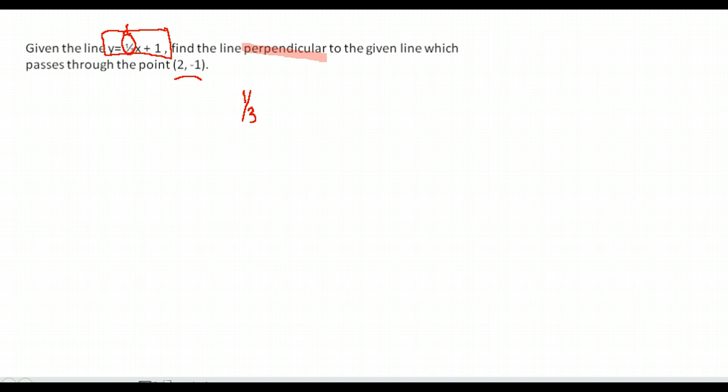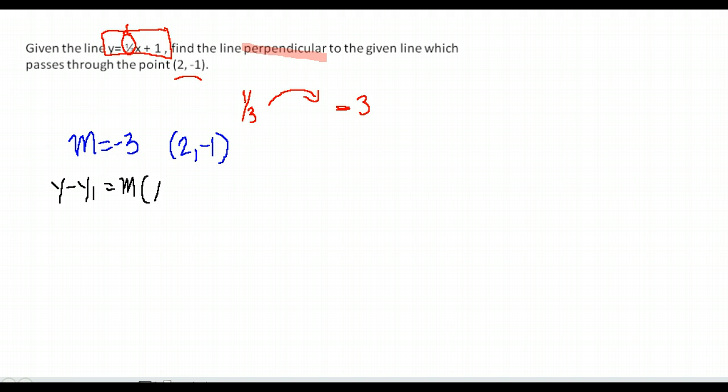We want something perpendicular to that, so remember, we changed the sign. This was a positive 1/3, so our perpendicular line will have a negative slope. And we flip the fraction. 1/3, if we flip that over, gives us 3 over 1, or 3. Therefore, our line that's perpendicular to the one they gave us is going to have a slope of negative 3. They also would like it to pass through the point 2, negative 1. There is all of our facts, and we just plug that into the point slope formula to find the equation of our line.